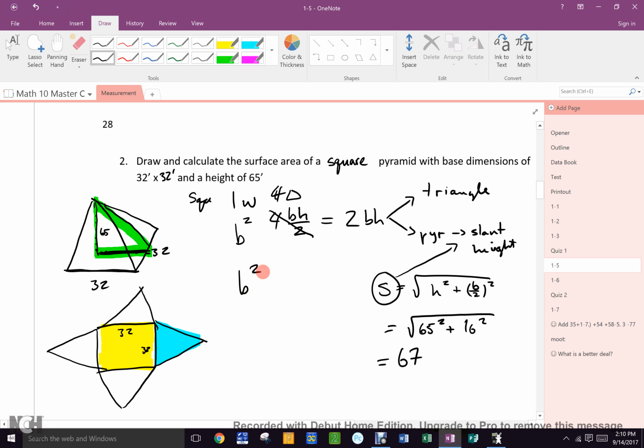So we have B squared plus 2B, but we don't want to say H. What do we want to say there? S. Do we know S? 67. So it's B squared, what was B? 32 squared, plus 2 times B, what was B? 32, times S, what was S? 67. And now I can punch that into my calculator. Is everybody with me? Where did you get lost? Are you cool with the fact that it's got a square on the bottom?